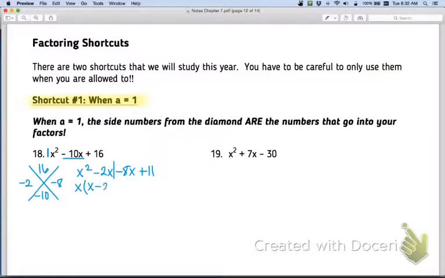So I get x minus 2. Oops, this should be a 16. Then I can take out minus 8, and that also gives me x minus 2. So you see my factors are x minus 8 and x minus 2.